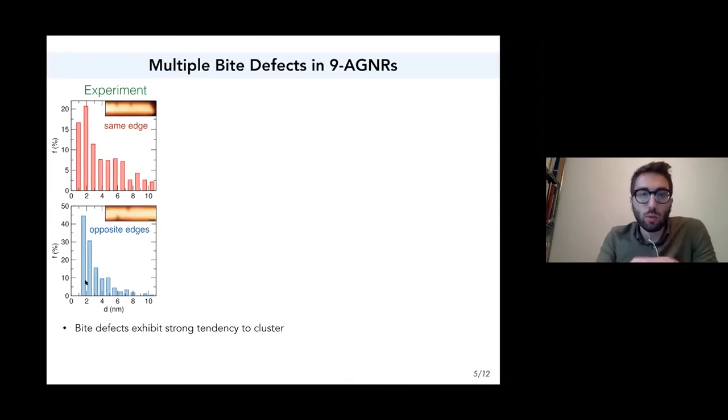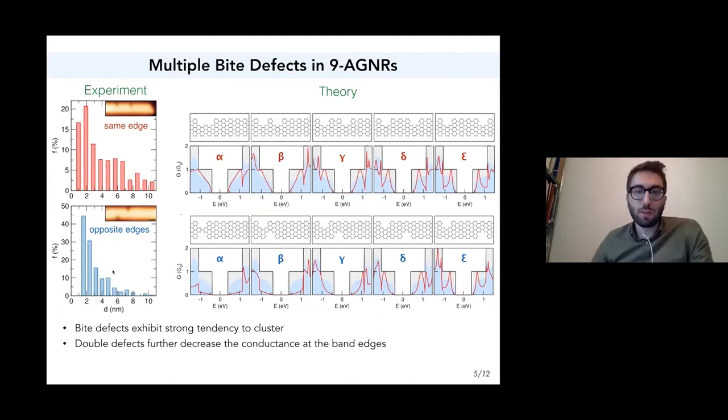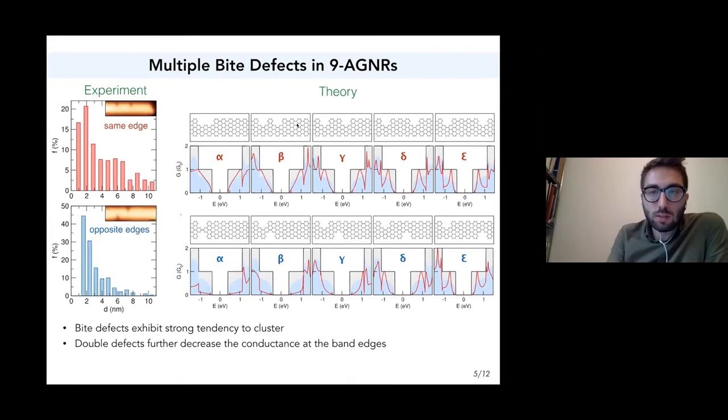And we have accounted for this situation from first principles calculations in quite a systematic way, in which we considered configurations of pairs of bite defects where the second bite defect is introduced at increasing distance from the first one. This gives rise to the alpha, beta, gamma, delta, or epsilon configurations depending on the distance between the two defects.